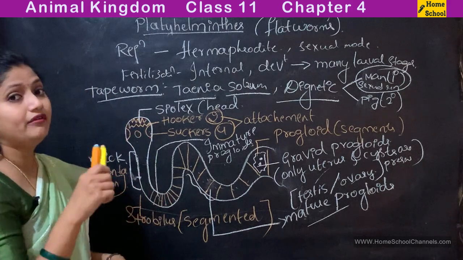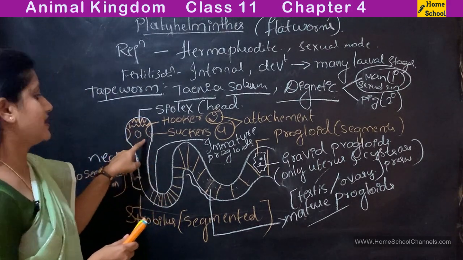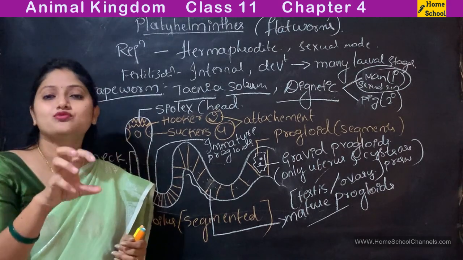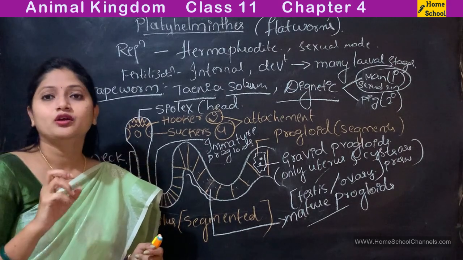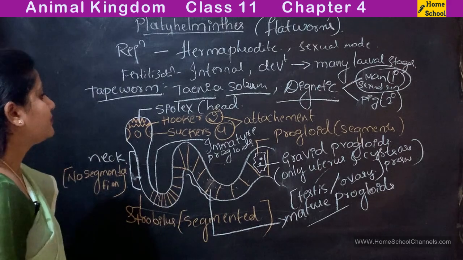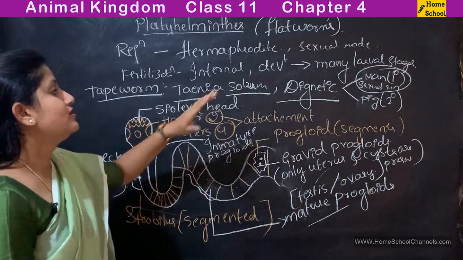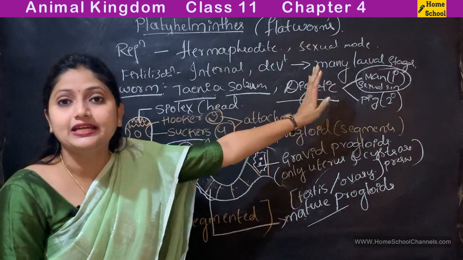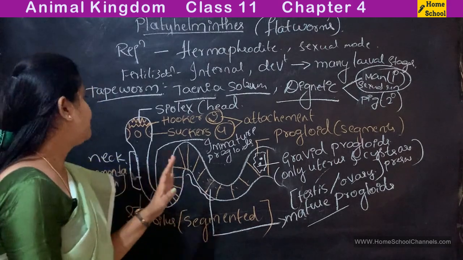Other than that, we have two hooks, and on the other side, we have four suckers. Two hooks and four suckers are present for the attachment as well as the consumption of food from the intestines of the host. Alright. So, this is about the member of the Platyhelminthes, that is Taenia solium, which is digenetic. That is, it requires two hosts to complete its life cycle.